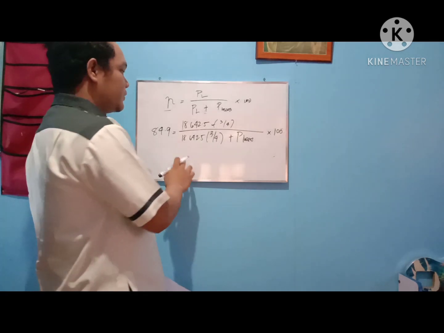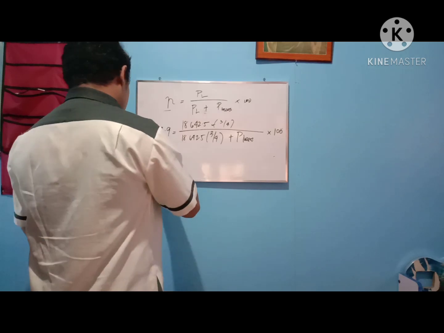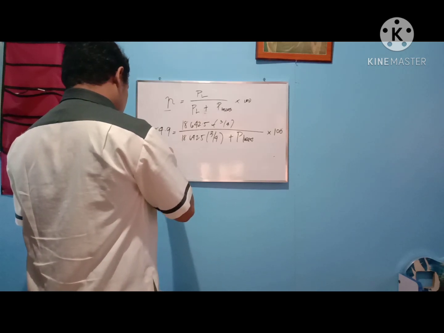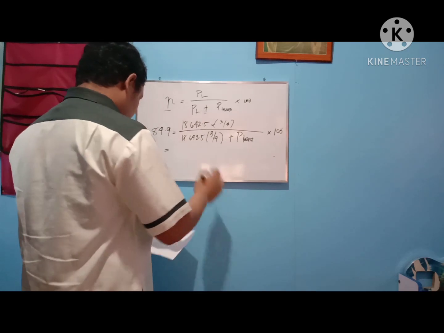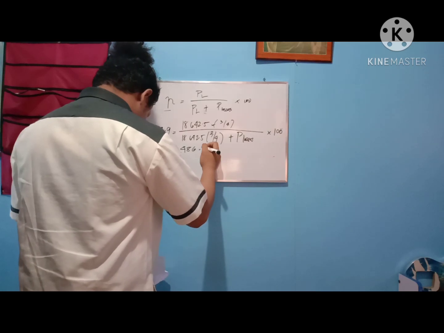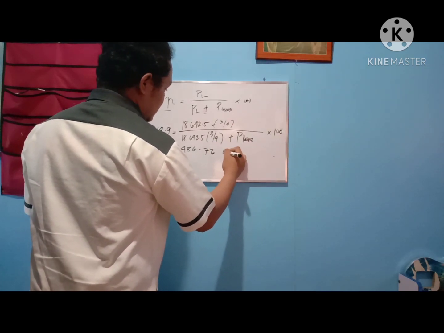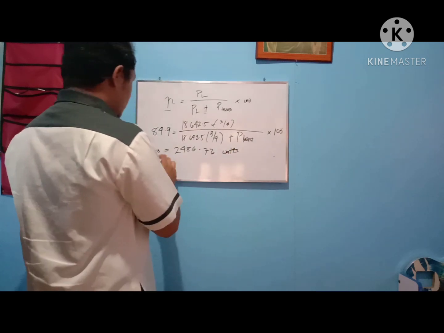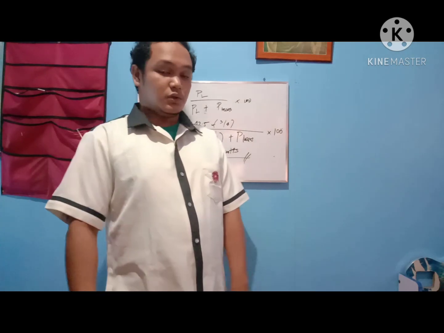So now we simply calculate this in our calculator. So the power losses of the problem will be 2,486.76 watts. So our first problem is solved.